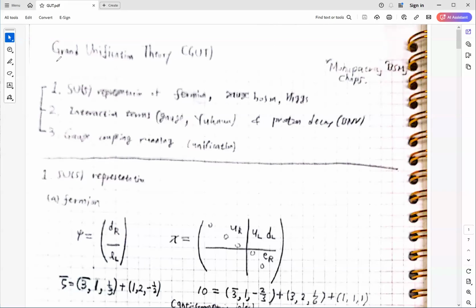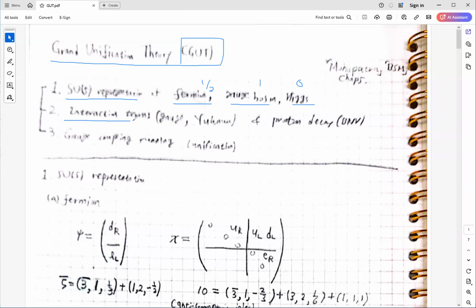Today I will talk about the grand unification theory, the so-called GUT. There are several parts of the GUT, but with the algebraic parts, we'll discuss the SU(5) representations for the particle fields, like the fermion, gauge boson, and Higgs, which correspond to spin 1/2, spin 1, and spin 0 respectively.